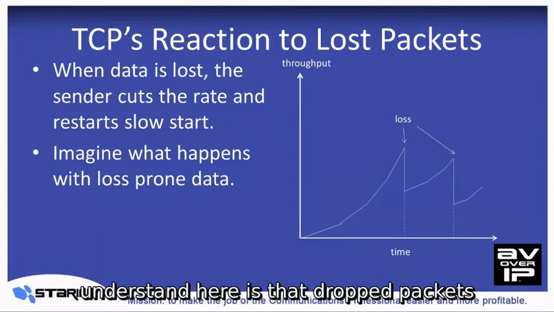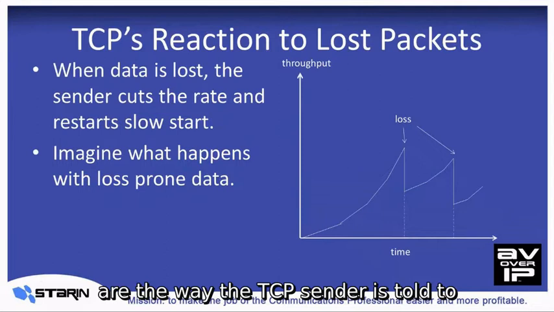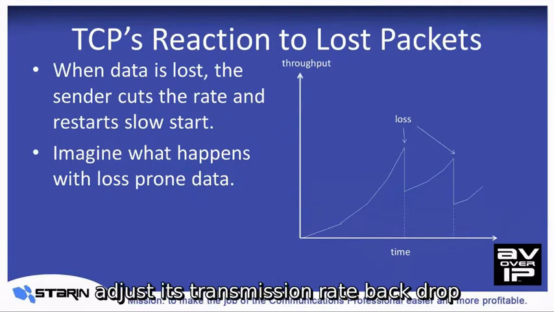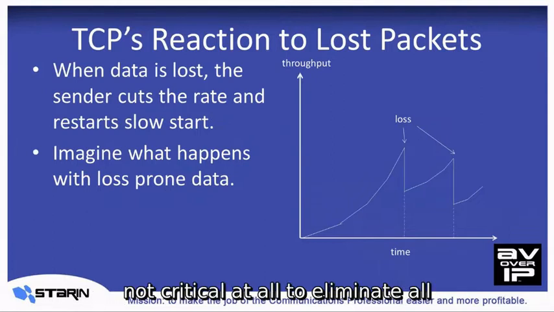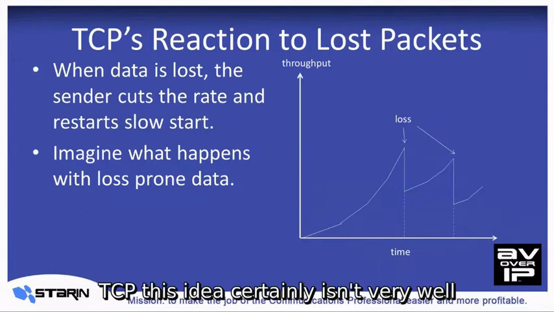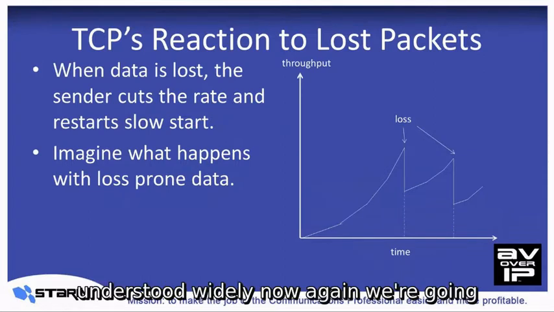What's critical to understand here is that dropped packets are the way the TCP sender is told to adjust its transmission rate back. Dropped packets are very much part of normal operation. It's not critical at all to eliminate all dropped packets when you're transmitting TCP. This idea certainly isn't very well understood widely.